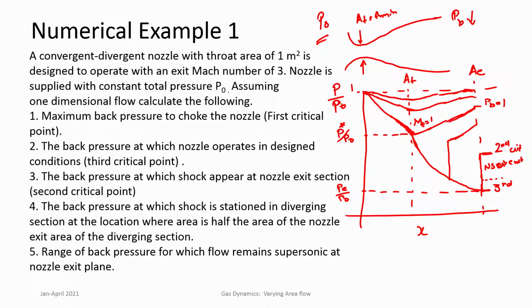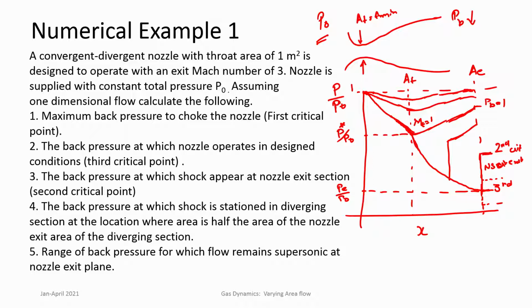Back pressure is slightly higher, exit pressure is slightly lower than back pressure, and oblique shocks develop as a consequence. While the underexpanded flow occurs if the back pressure is reduced below the third critical point, then the nozzle has not completely expanded to the ambient or the back pressure. It has capacity to expand, and it will expand outside the nozzle. So these are the highlights of the various operating regimes.